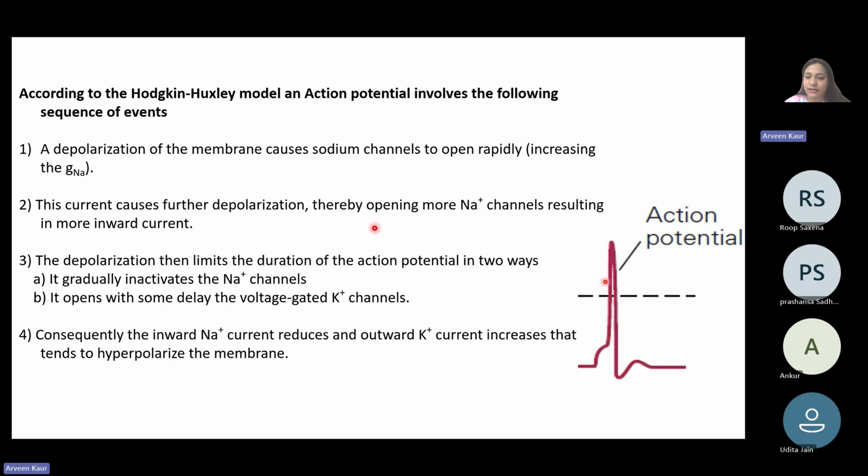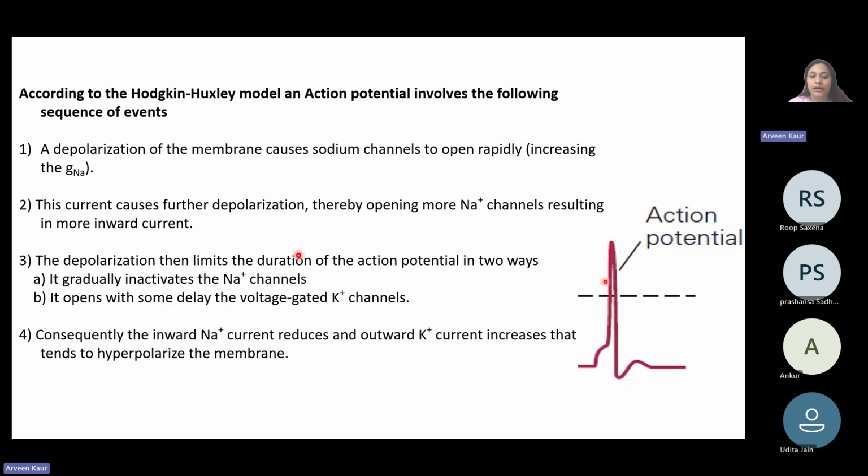Thereby it will open more sodium channels in response to that, and more inward current. So this loop will start, wherein more depolarization causes more sodium channels to open, causing more depolarization, and so on. This loop is going on now, right? And this depolarization after a while will hit the limit.